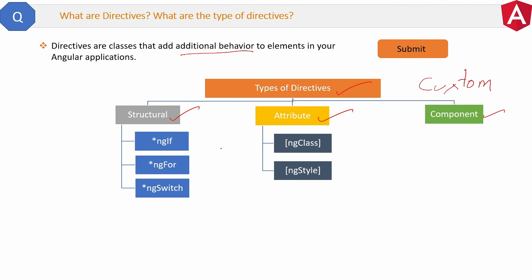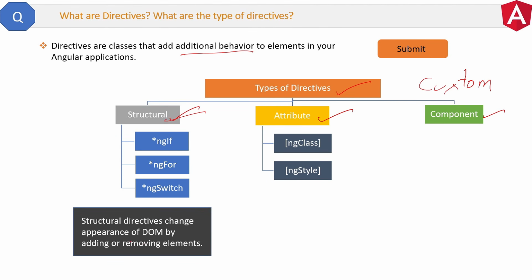The first one is structural directive. Structural directives change appearance of DOM by adding or removing any elements in it. For example, now suppose here is a list of some weekdays in your web page. Now adding one more item in this list can be done with the help of a structural directive. ngIf, ngFor, and ngSwitch are the types of structural directives. We can discuss this in separate questions later.